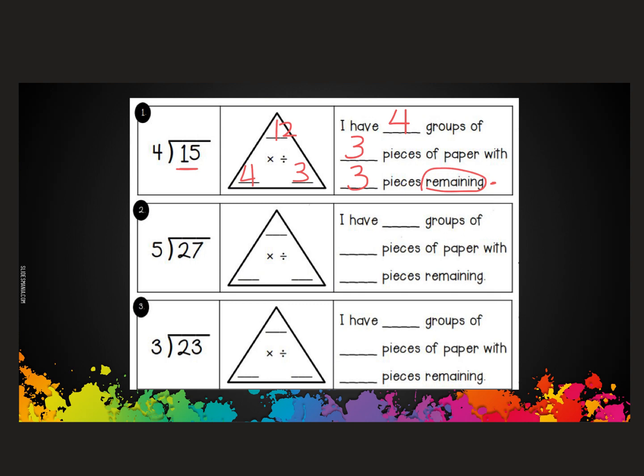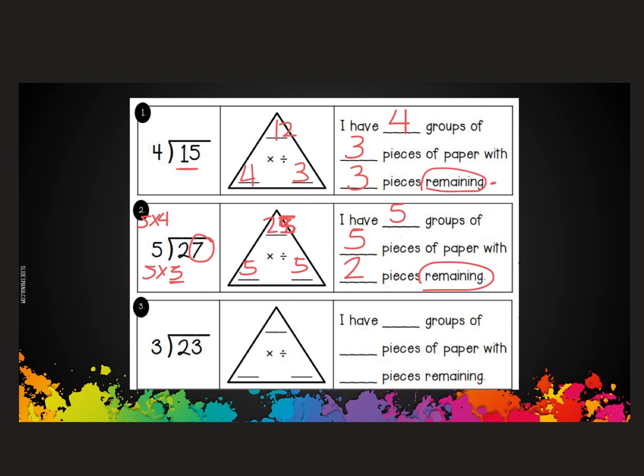Let's try this again. I know that 5 times 5 is 25, and 5 times 4 is 20. And so 20 wouldn't be enough, so I'd have to go with 25. So 5 times 5 is 25. Oh, but I need not 25, I need 27. So that must mean that I have 2 pieces left over. So I have 5 groups of 5 with 2 pieces left over. We call those a remainder.